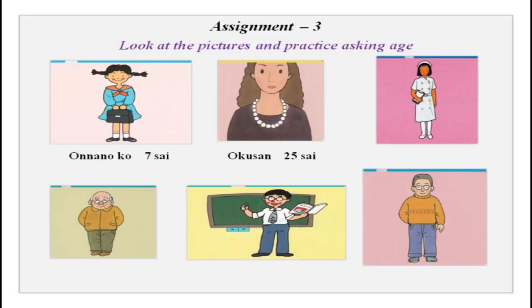Okusan, 25 sai desu. Kangofu-san, 22 sai desu. Oji-san, 65 sai desu. Sensei, or kyoshi, 32 sai desu. Oto-san, 35 sai desu. So please practice with your partner.